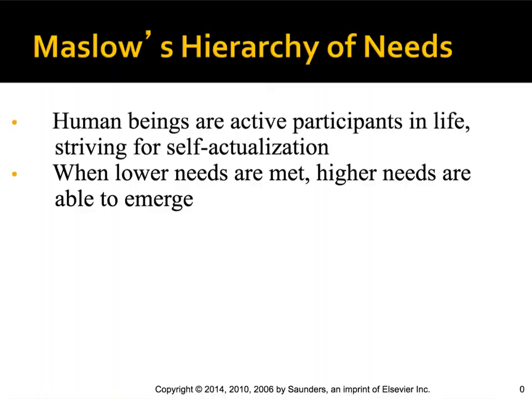And remember Maslow's hierarchy of needs, saying that humans are striving to be participants in life and striving for self-actualization. And remember, that was at the very tip top of the triangle. And so we have to work our way up. So the most important thing right now is meeting our needs. And when those are met, then we move on to the next level.